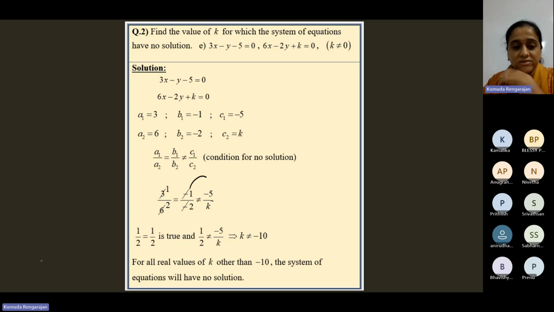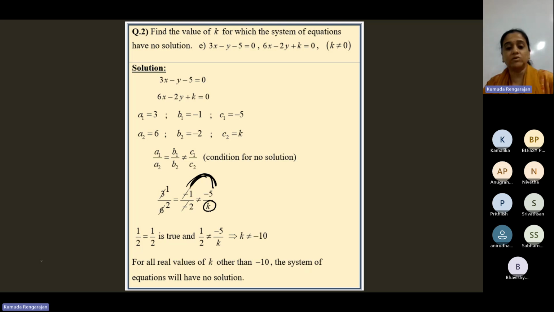So, where is k? It's here. So, we have to equate. We'll have to work with these two ratios. So, we have 1 by 2 is not equal to minus 5 by k. So when you cross multiply, you get k should not be equal to minus 10. Because what will happen when k is minus 10? 1 by 2 is equal to 1 by 2. So when k is minus 10, then 1 by 2, 1 by 2, it will be equal.